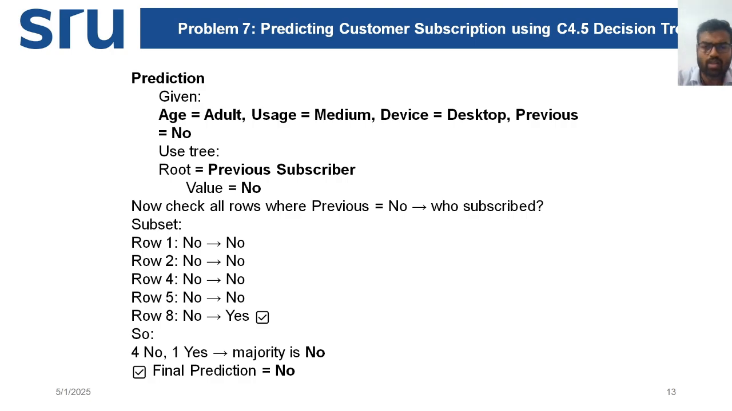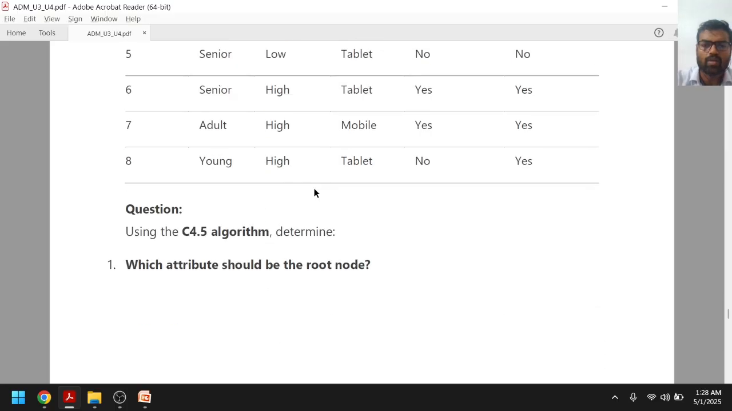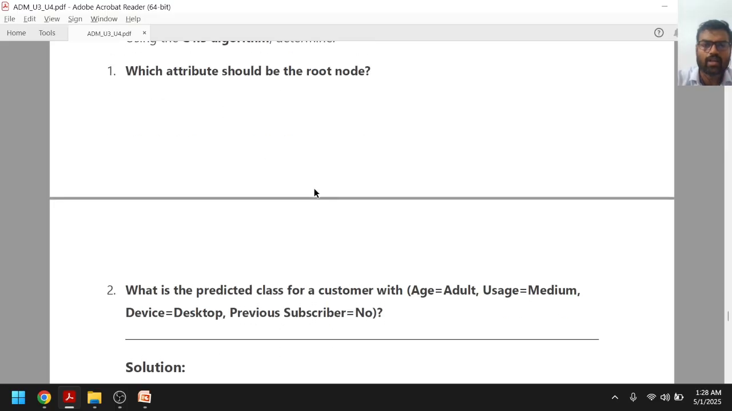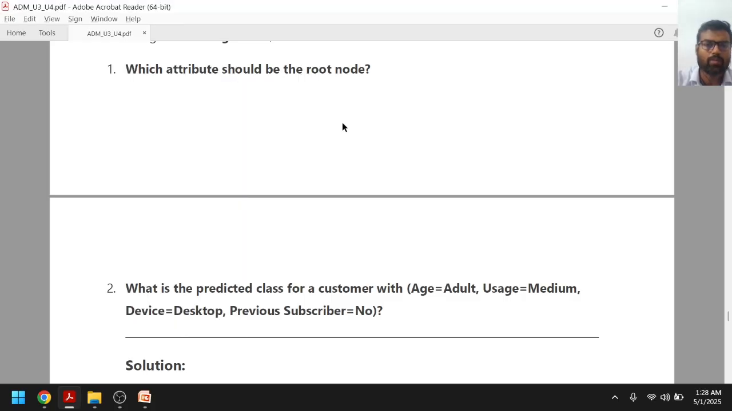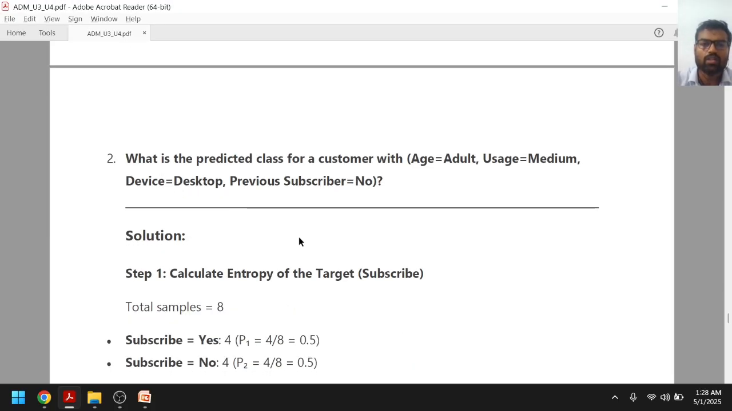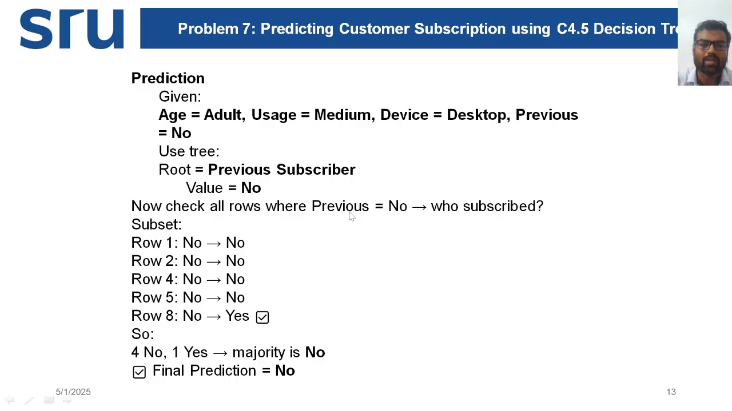So right, let's have a look. We need to predict. You can draw the decision tree, but I just want to see the prediction here. What is the question asking? That one question is completed: previous subscriber will be the root node. And the second question: for age adult, usage medium, and previous subscriber no, the answer is going to be yes or no.